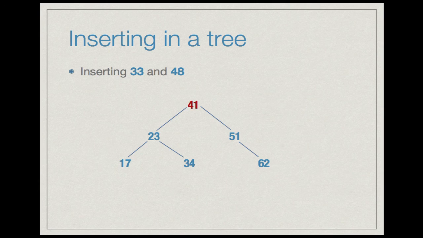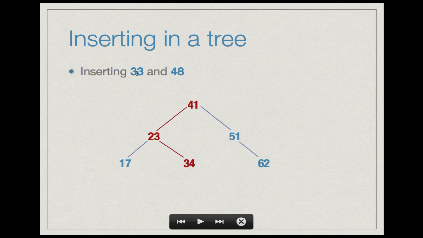We start at the root and compare the value 33 with the value at the node, which is 41. 33 is smaller than 41, so we descend along the left subtree. Now 33 is greater than 23, so if it were present in the tree, it should lie in the right subtree. So we descend right. Now we see a node 34. 33 is smaller than 34, but there is nothing to the left of 34.